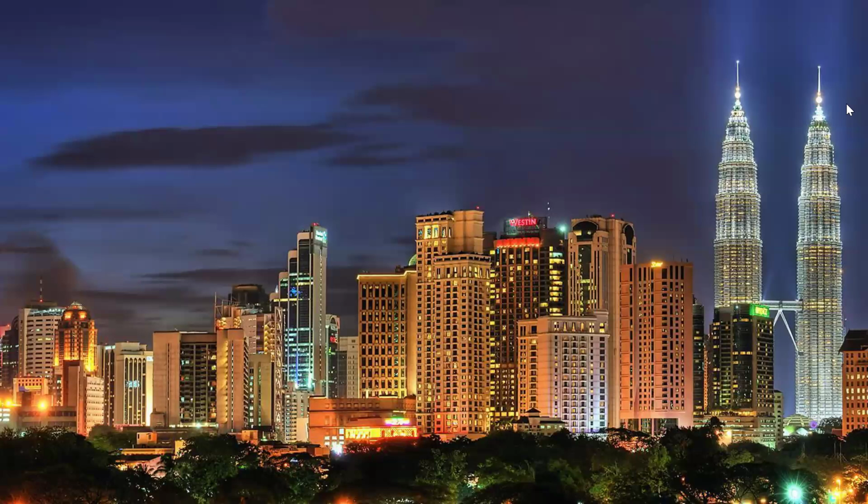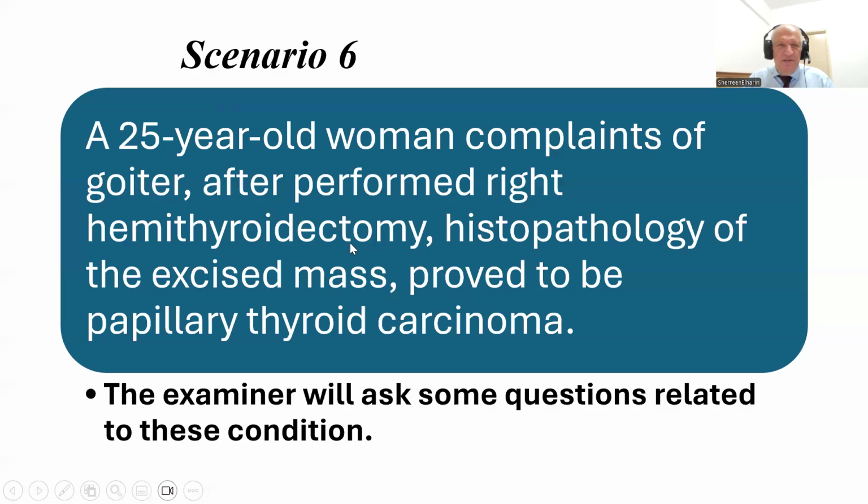Okay, so we start with thyroid cancer. Usually you have a script like this. A 25-year-old woman. Even in pathology, you have an exam scenario, and this is outside in the room. A 25-year-old woman complains of goiter after performing right hemithyroidectomy. Histopathology of the excised mass proved to be papillary thyroid carcinoma. It is important to know that papillary thyroid carcinoma usually occurs in young age, around the age of 20. After that, the examiner asks you some questions.